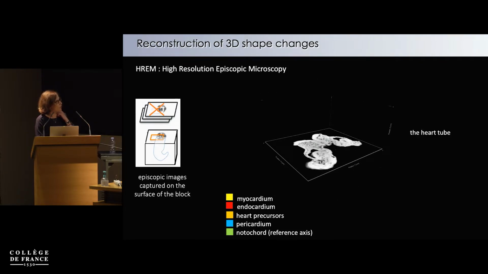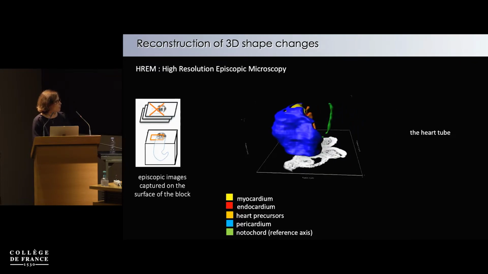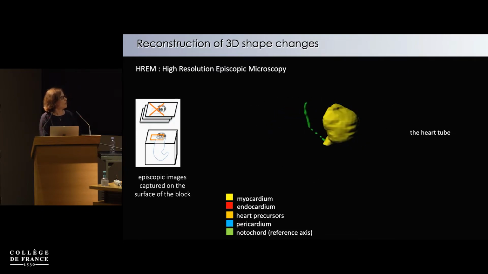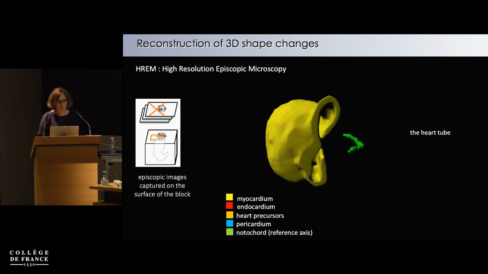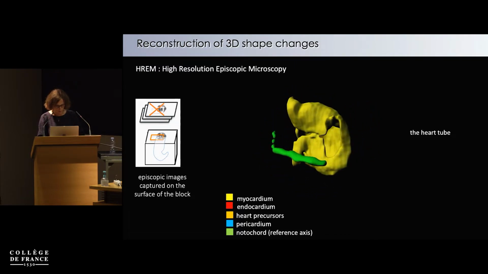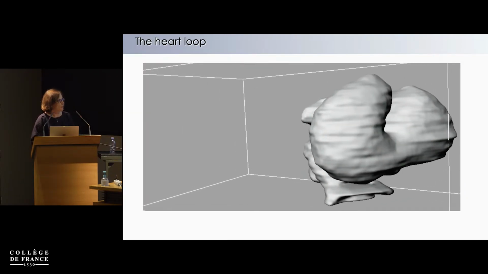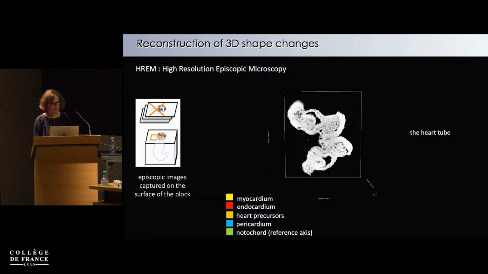And after segmentation, we can extract, compared to the reference axis, the notochord, the shape of the heart. You will see in yellow the outline of the myocardium, which will then appear alone, so that you can appreciate the shape of this heart tube. So from this 3D reconstruction that we've done actually as well at a later stage, the heart tube is transformed, the remodeling is like this.